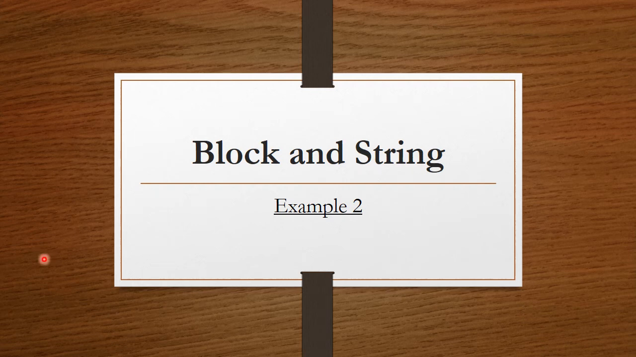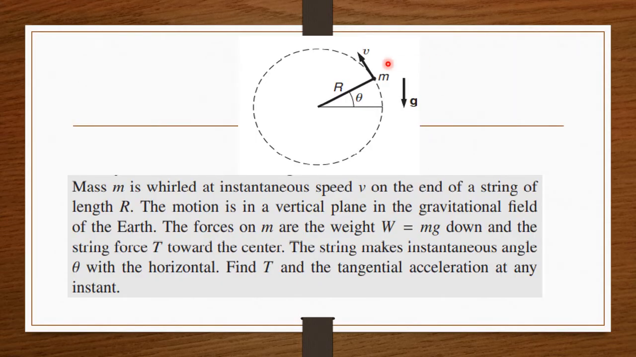Hello students. Our next example is the case of a block and string, in which we are considering the gravitational force also. Example. Here there is a mass m whirling at a velocity v. M is the mass and r is the length of the string, and there is a gravitational field downwards. So mass m is whirled at instantaneous speed v at the end of a string of length r.